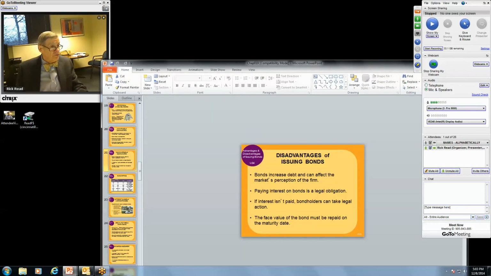And the face value of the bond must be repaid in full at the time it's due. So if we took a bond out in 2004 and it was going to make it 10 years and it's due the 8th day of December 2014, the $1,000 bond, $1,000 has to be paid to me today, or I have to pay it to you today. However we want to look at that. I can't put that off. It's a debt. It's a legal debt.